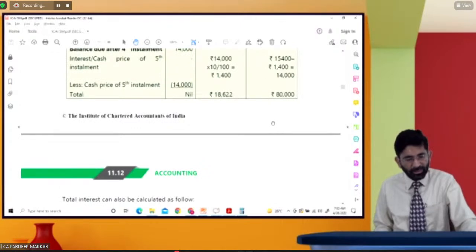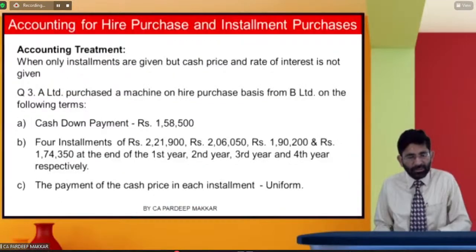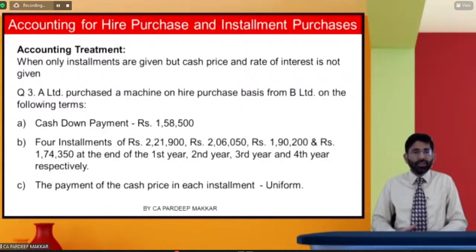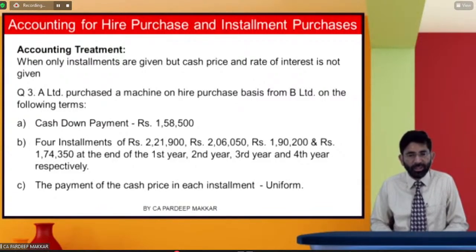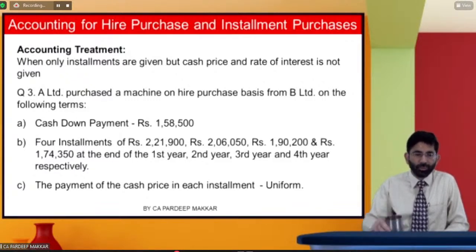Now another method is there, beta. Let's come to illustration question number 3. A Limited purchases a machinery on HP basis from B Limited. Down payment is given to you. Installments are given to you. Cash price in each installment is uniform. Now, in this case, he has not given you the cash price also. You may see cash price is not given in this question. How to solve it?